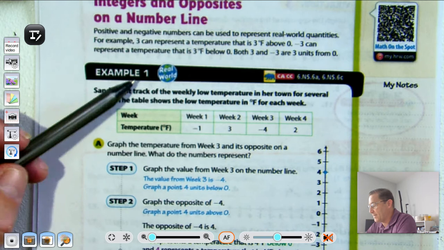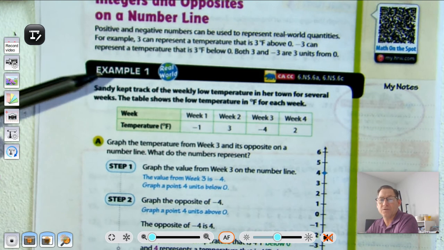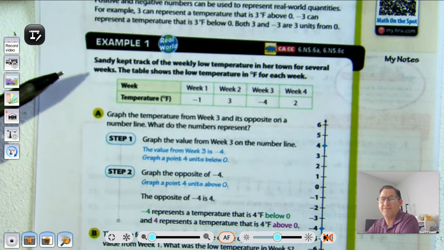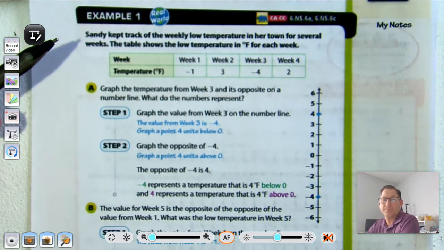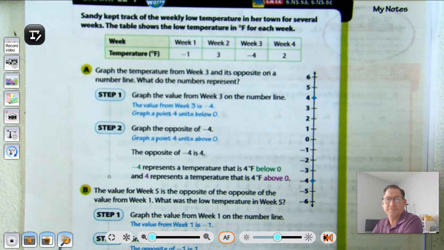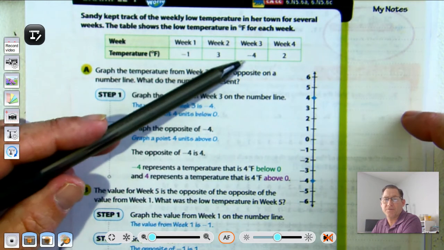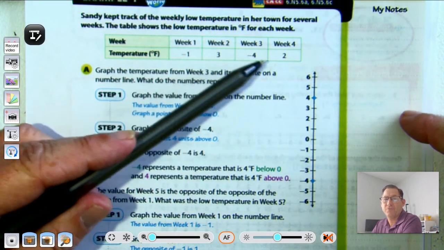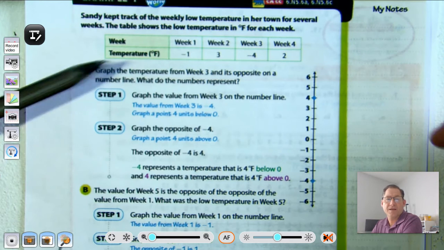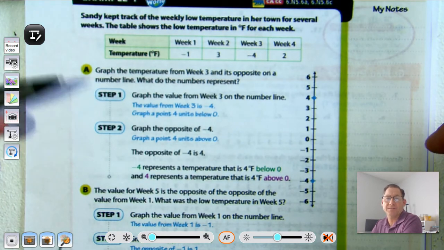Sandy kept track of the weekly low temperature in her own town for several weeks. The table shows the low temperature in Fahrenheit for each week. So week number 1, it was negative 1. Week 2, it was 3 degrees. Week 3, negative 4 degrees. And week 4, 2 degrees. So graph the temperature from week 3 and its opposite on a number line.